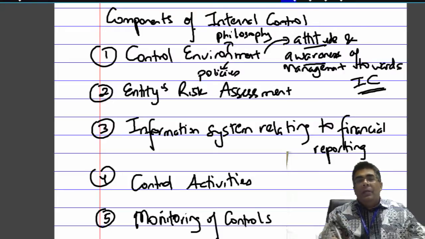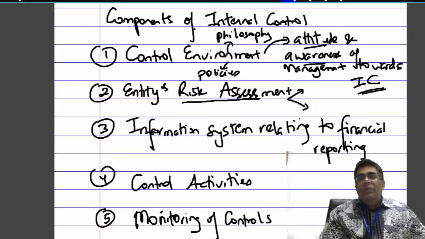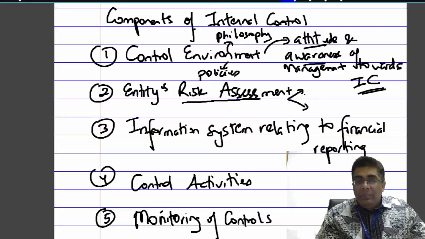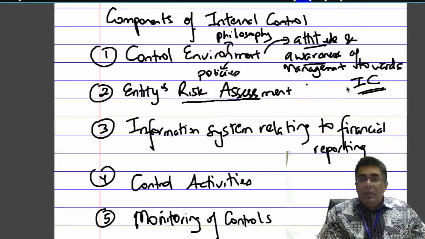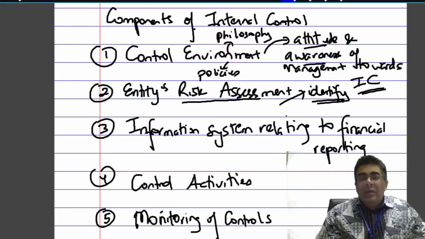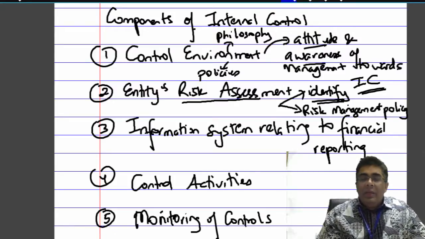Okay. Then of course you will have your entity's risk assessment. Whenever we talk about risk assessment, we are talking about 2 things. First of all, is the company having a regular process of risk identification? Are they able to identify all the possible business risks faced by the company? Second is, what are the risk management policies that the company applies in order to minimize the risk that they have found?